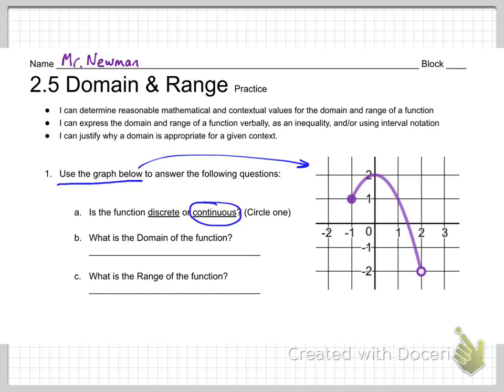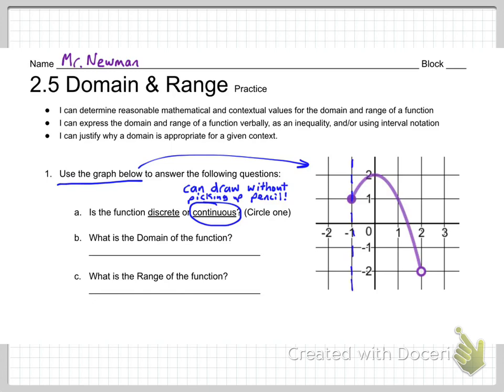The function is continuous because you can draw it without picking up your pencil. You can also look at it and see how it's all connected. It's not separate points, separate dots. And so that's another reason it is continuous. That's going to affect the domain and range.